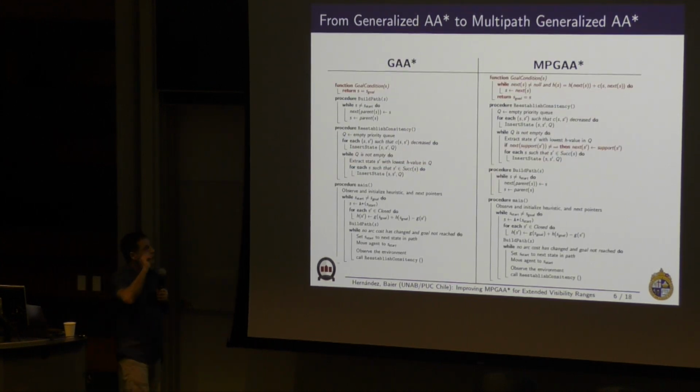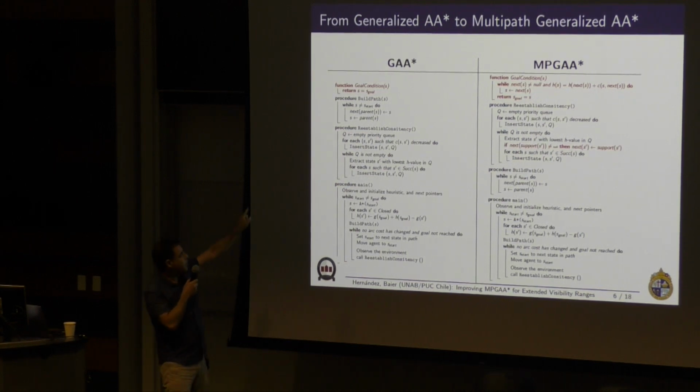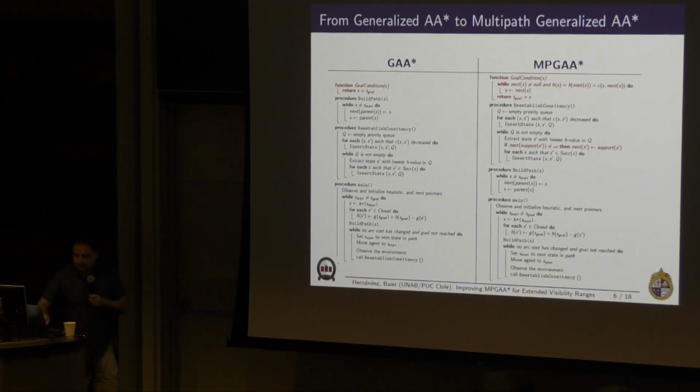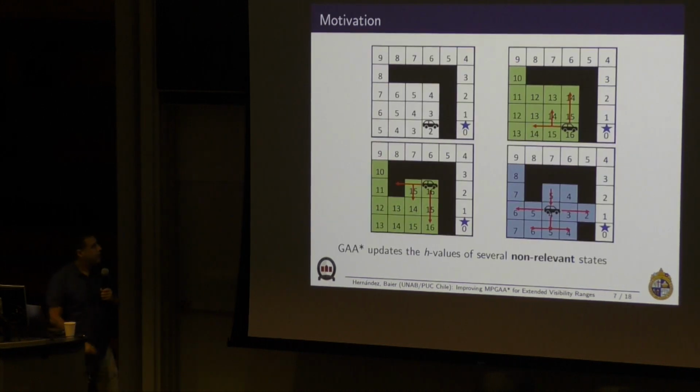This idea is implemented over Generalized Adaptive star, and the changes are in red. The changes are very small. This is why we say that it's a very simple modification of the previous algorithm.